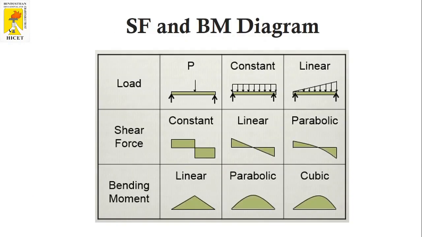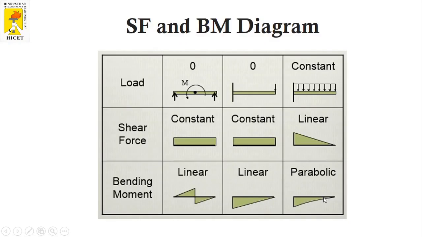So shear force and bending moment diagram for various beams for various loads. If the load is acting as a point load, the shear force will be suddenly varying and the bending moment is linearly varying. If the load is uniformly distributed load, the shear force is linearly varying and the bending moment is parabolic. If the load is linearly varying, for example uniformly varying load, the shear force is parabolic and the bending moment is cubic variation.